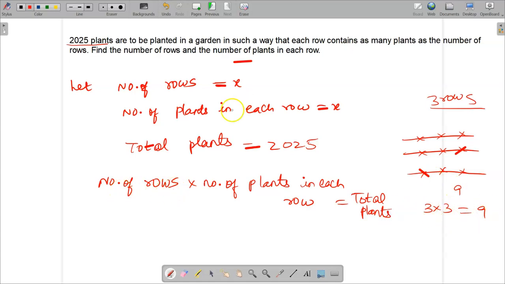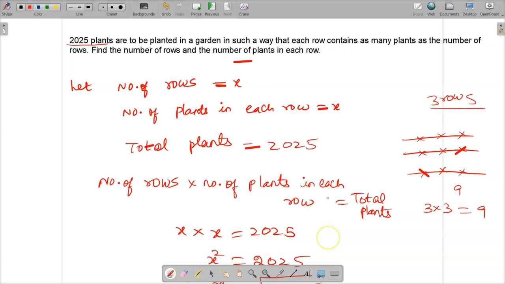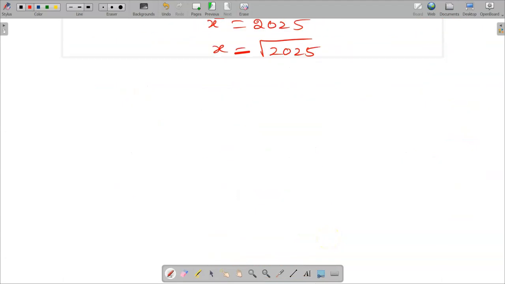So what is the number of rows? It is x. What is the number of plants in each row? It is x, which is equal to total plants. Total plants is nothing but 2025. So I can say that x square is equal to 2025. I need to find out x, so I need to find the square root of 2025. Let me write 2025 by using the prime factorization method. What are all the prime factors? So that I can easily find the square root.